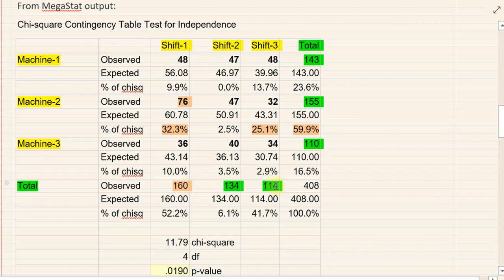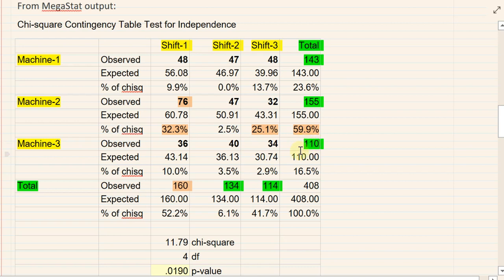In fact, it's the best shift of all 3 shifts. In terms of number of rejected handles, it has the lowest number of rejected handles. Now, as far as the machines go, machine 1 has 143, machine 2 has 155. Machine 3 is doing the best job, producing the lowest number of rejected handles.